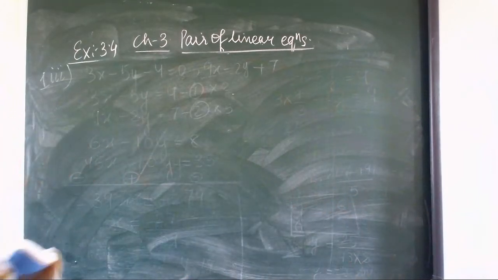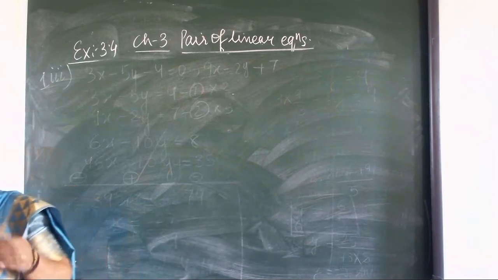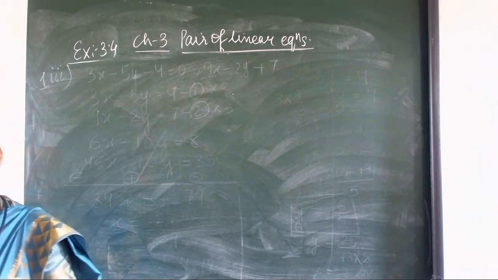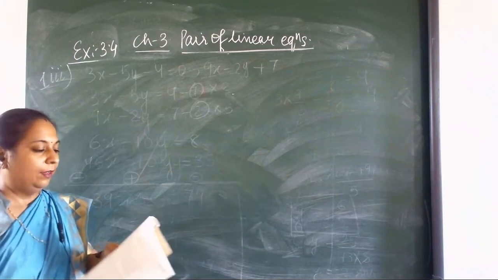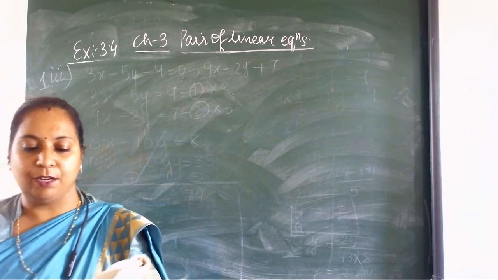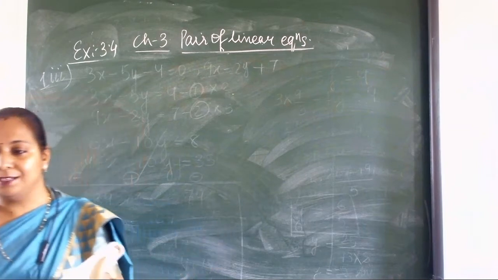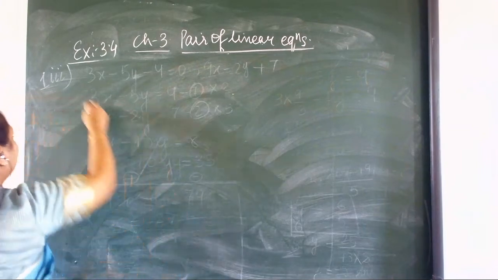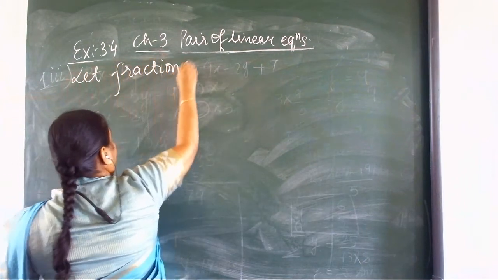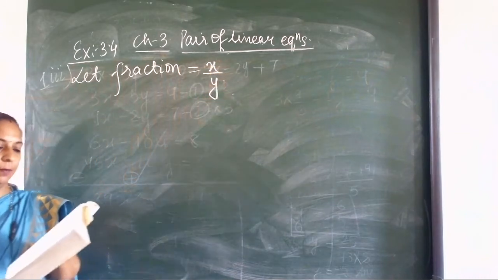Now moving to the word problem. Form the pair of linear equations in the following problem and find their solution, if they exist, by the elimination method. First, if we add 1 to the numerator and subtract 1 from the denominator, a fraction reduces to 1. Suppose we let the fraction be x upon y. This is the original fraction, x upon y.